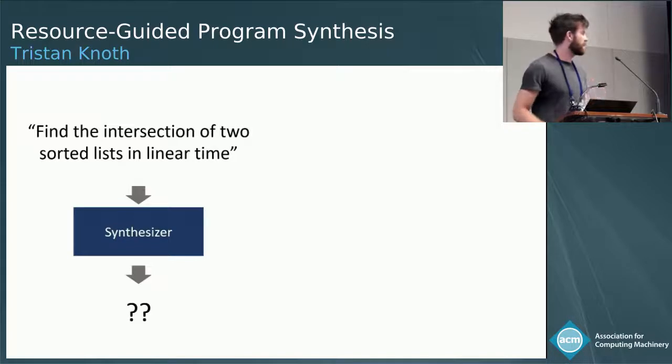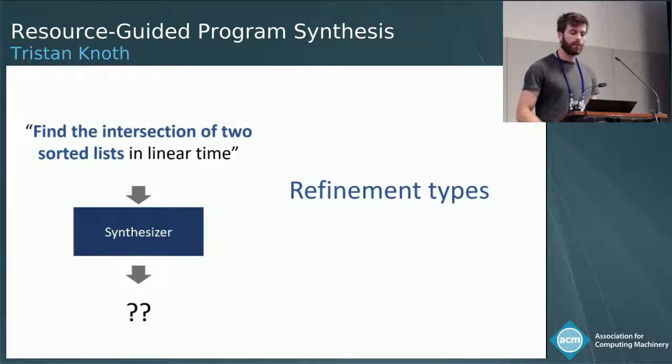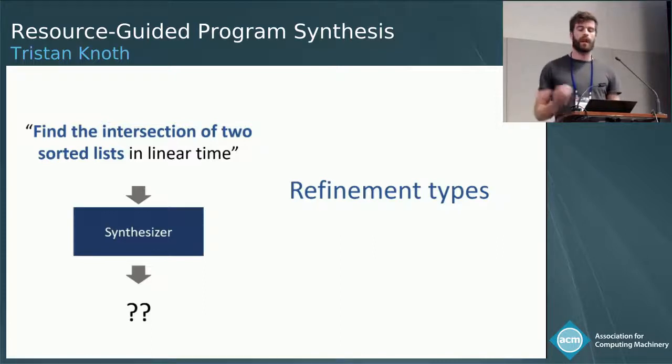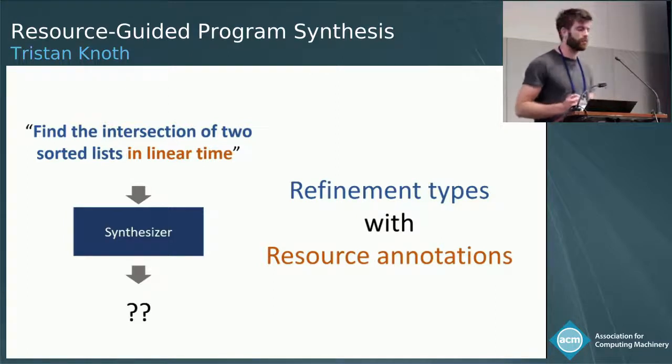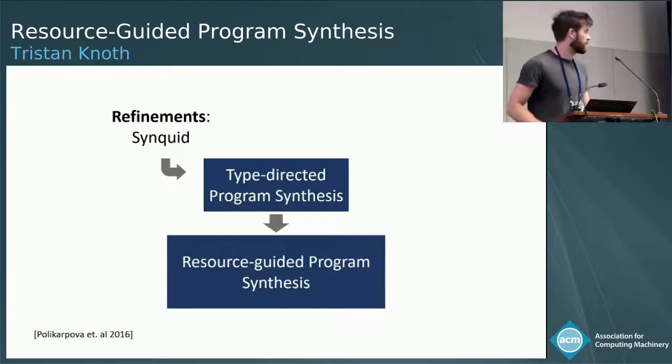So let's go back to this same intersection example. There are two parts to this specification. For the functional part of the spec, we can use refinement types. But then we need a way to specify information about resource consumption. So we're going to put a bound on execution cost by annotating the refinement types with this information about resource usage. So a type-directed approach like this lets us build upon previous work from this community in both type-directed synthesis and in type-based resource analysis.